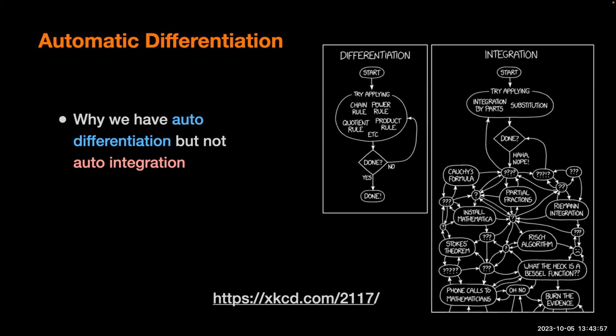Yeah, so I like this XKCD a lot. Why do we have auto differentiation but not auto integration? Because differentiation is just the chain rule. Is it done? No. Redo that chain rule. Is it done? No. Do this. For integration, there are no rules, right? You just say, oh, the Cauchy formula, the partial differential, call your mathematician friends, all this stuff, and then you just lose. So differentiation is just simple stuff where you just need to know the chain rule and product rule and just do that step by step.